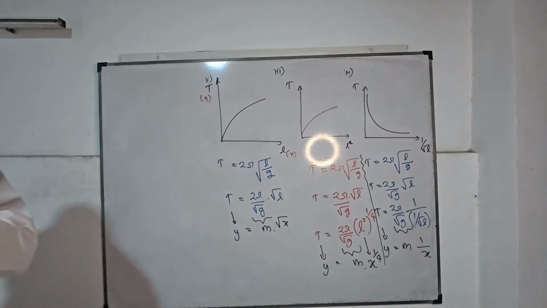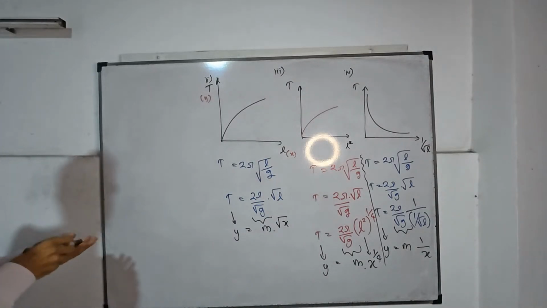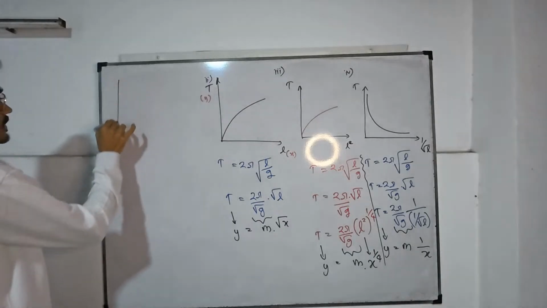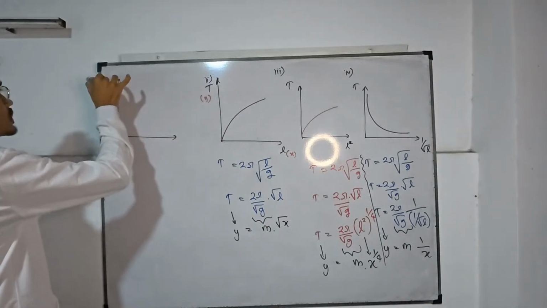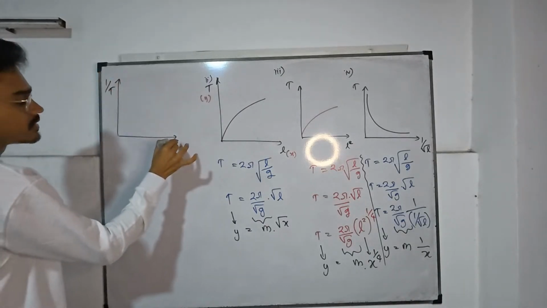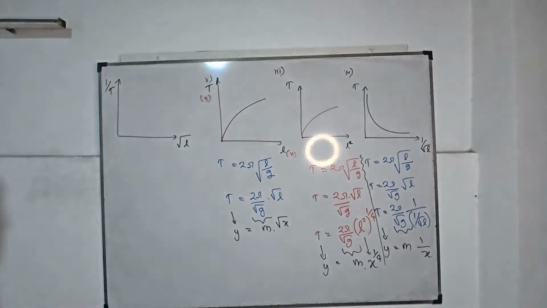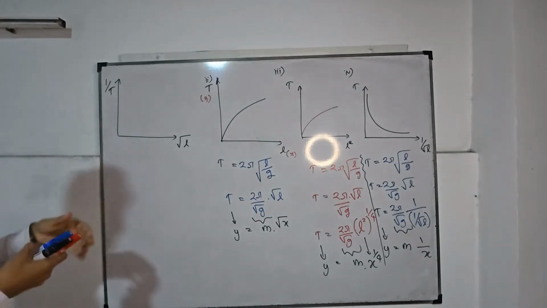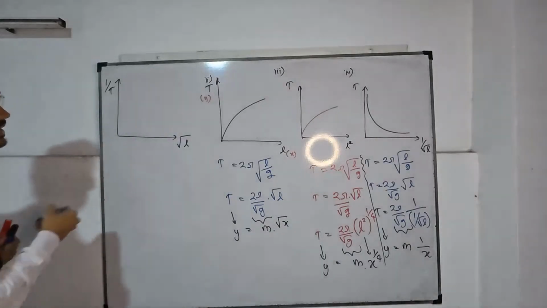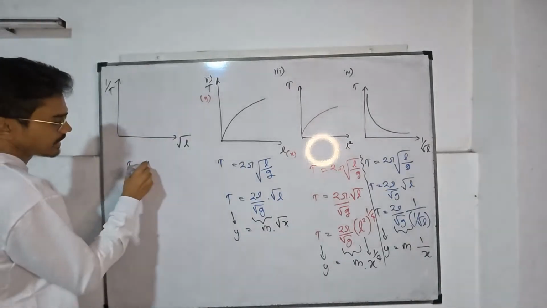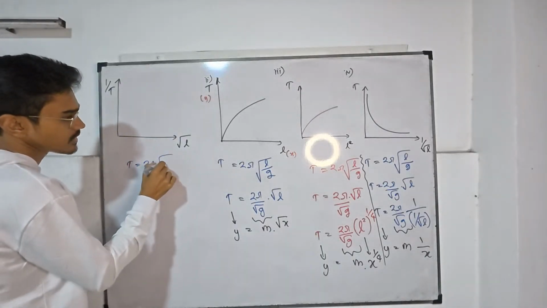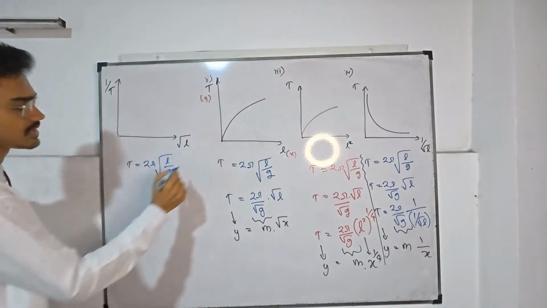Fifth one. 1 over t with root L. Okay. Look at the board. Again, the equation is the same now. T equals 25 root L over G.